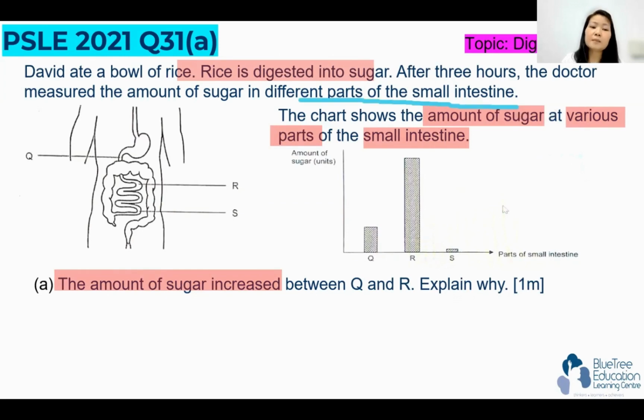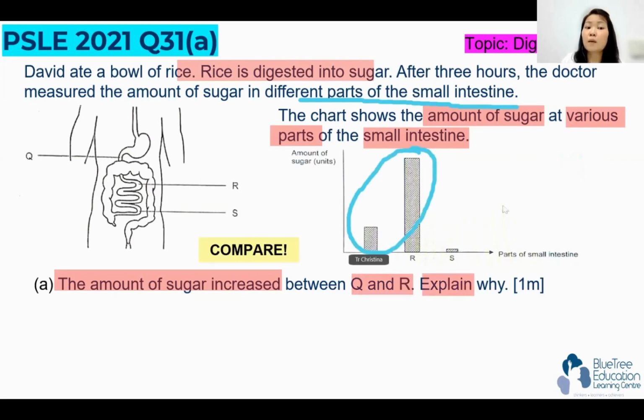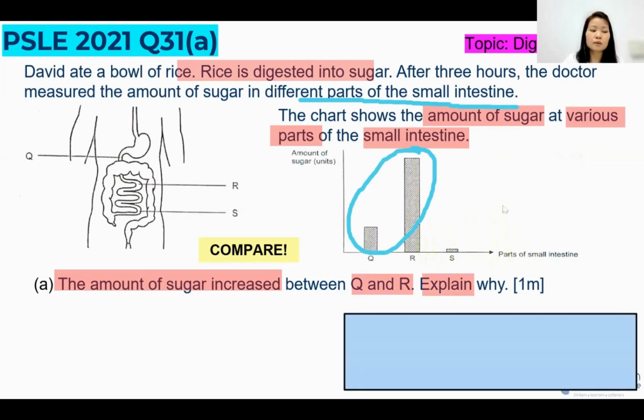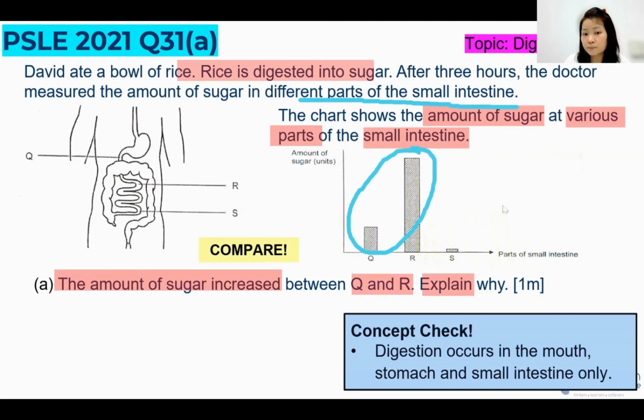So for part A, the amount of sugar increased between Q and R. So you need to explain why. You can see there's an increase from here to here. So you need to compare. Now the thing is that concept check. Do you all know where digestion occurs? It occurs in the mouth, the stomach, and the small intestine.